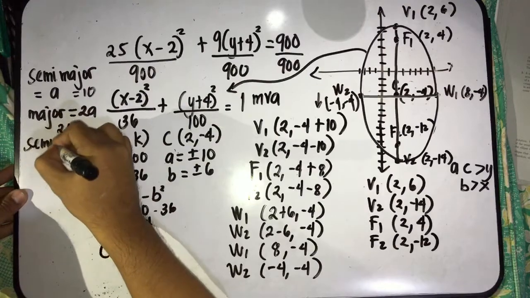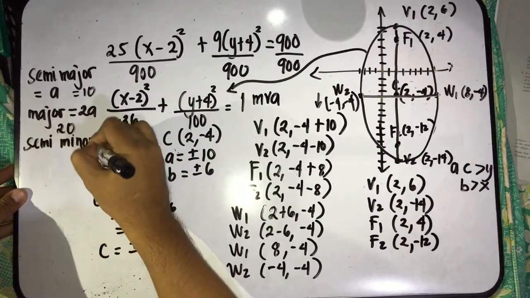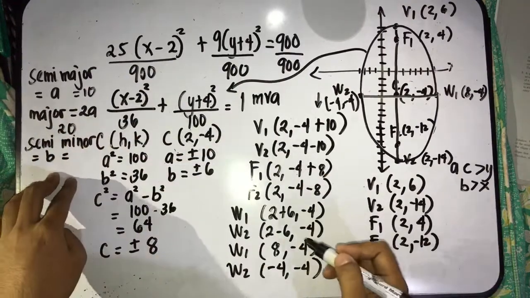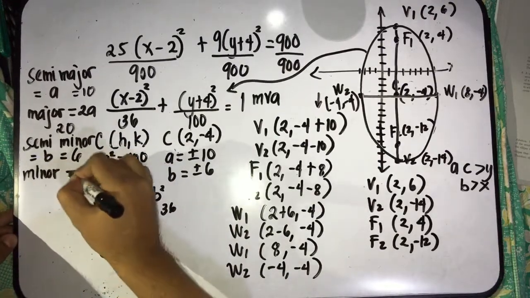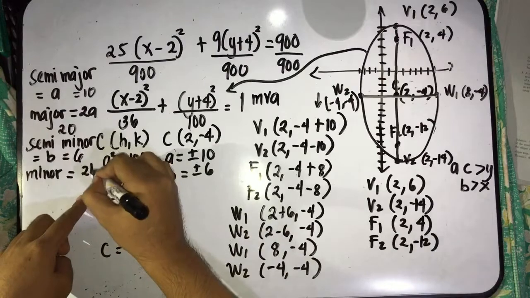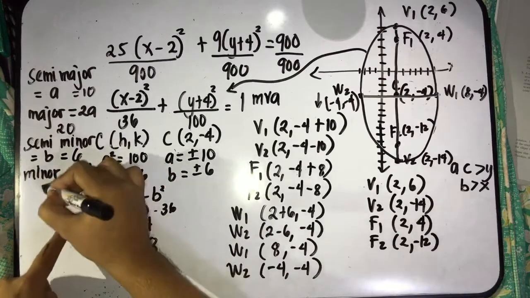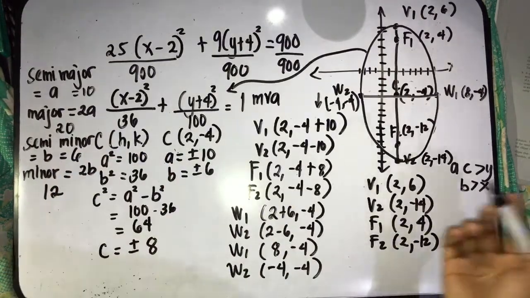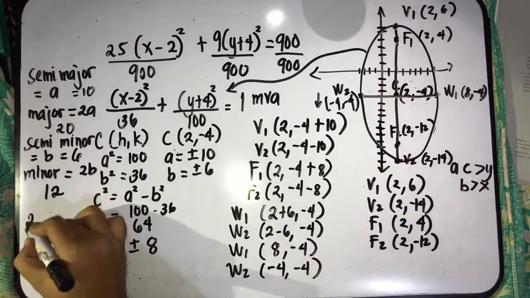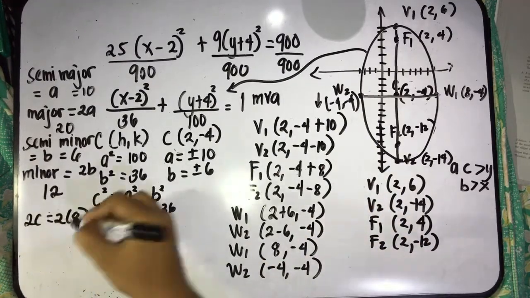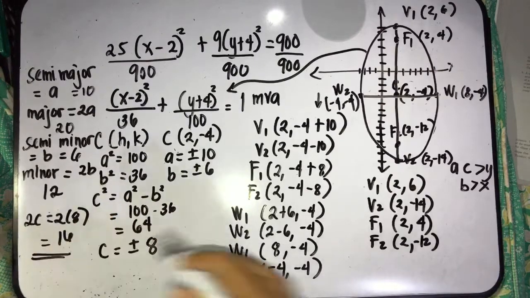Okay, pag sinabi naman nating semi-minor, that is equal to B. And what is the length of B? B is equal to 6. And what is the length of the minor axis? The length of the minor axis is 2B. And 2B will be 6 times 2, which is 12. Okay, paano naman pag tinanong kung gaano daw kahaba yung foci? So, pag tinanong kung gaano kahaba yung foci, that is 2C. And that is 2 times 8, which is 16.